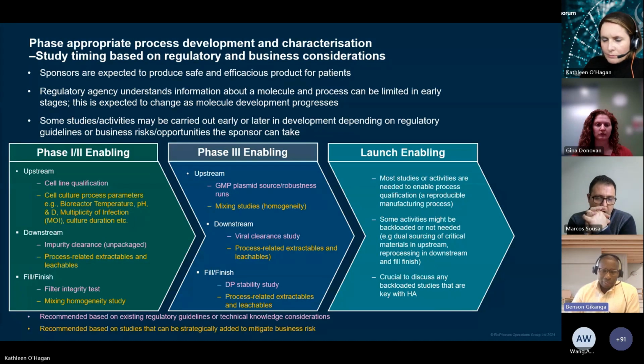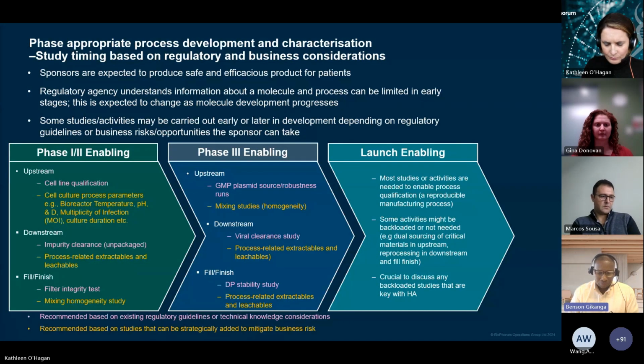Okay, and what we're showing in the table below is a kind of similar concept. We have the first column, which is talking about phase 1 or 2 enabling studies. If we look at upstream as an example, from a regulatory point of view, cell line qualification falls under that bucket. The same applies to impurity clearance for downstream, as well as the filter integrity test, where the technical knowledge and the regulatory guidelines emphasize that we need to understand those three things even in phase 1, phase 2.